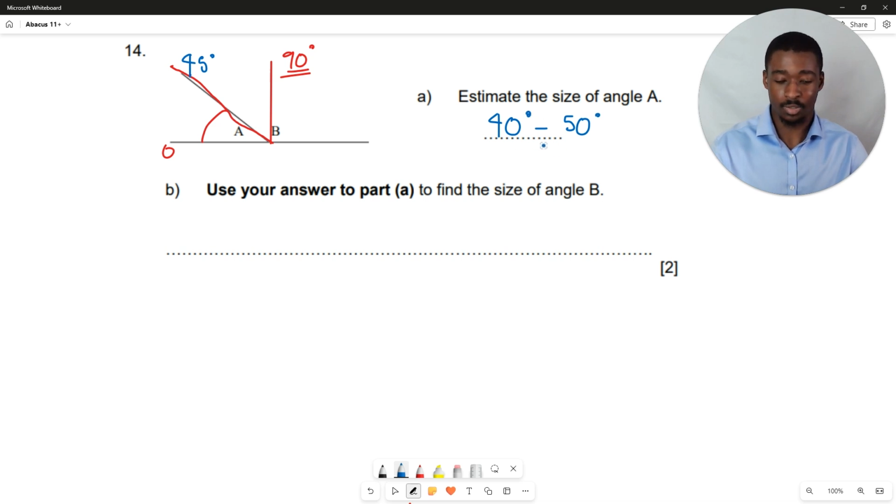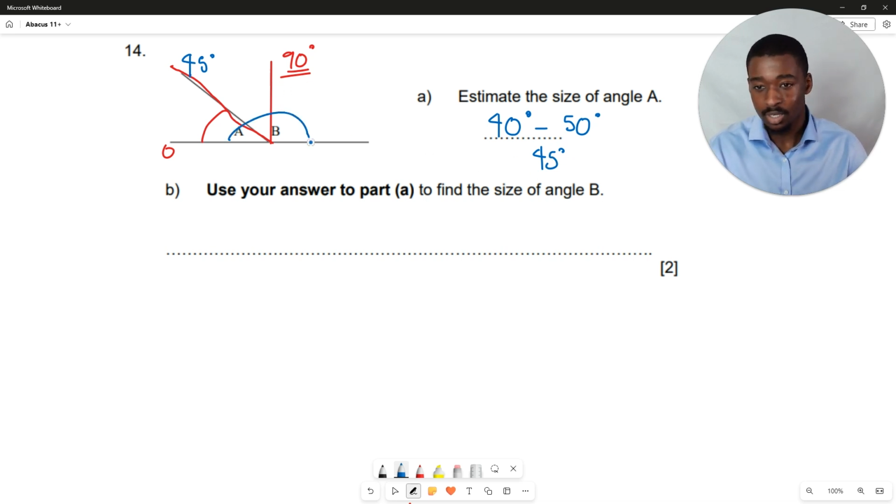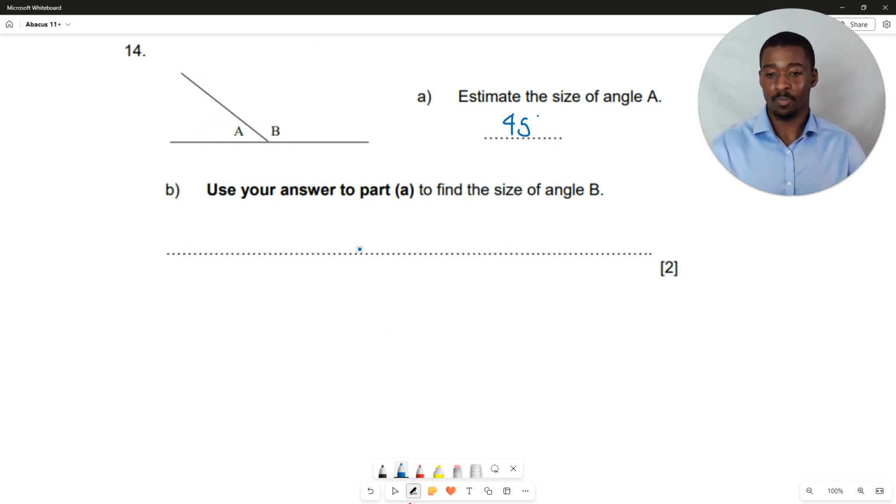So any value around there, most commonly being 45 degrees, would be correct. And we use our knowledge of angles on a straight line and our knowledge of right angles to work that out. And then for part B, we have: use your own answer to part A to find the size of angle B. Okay, perfect.